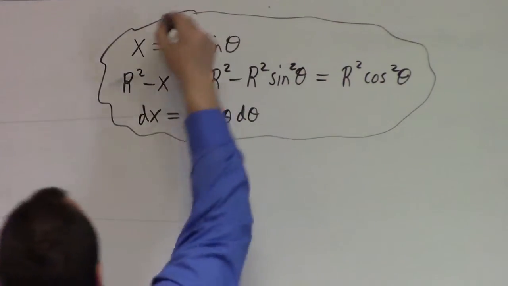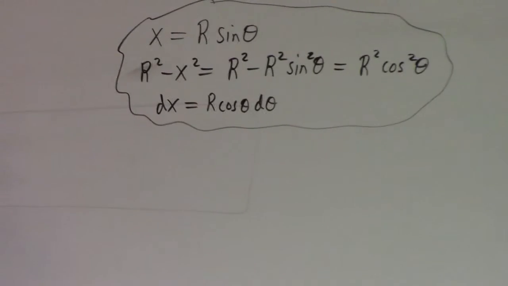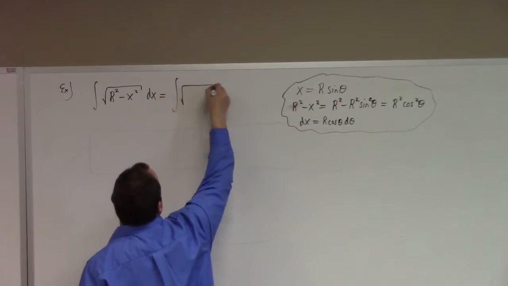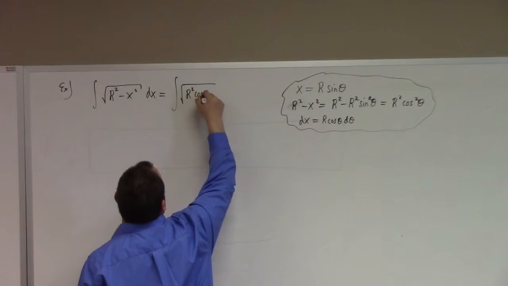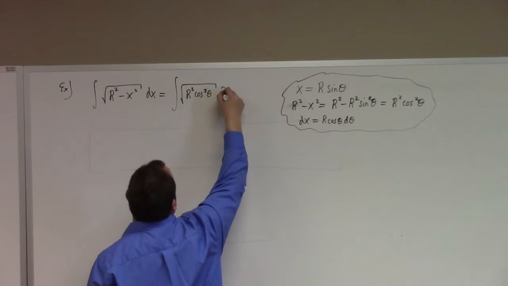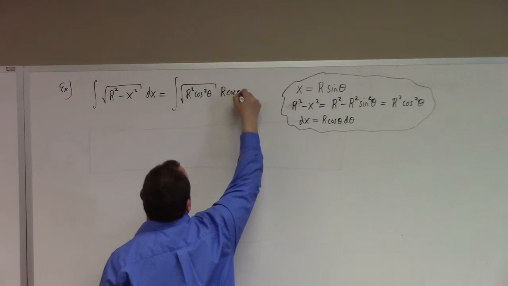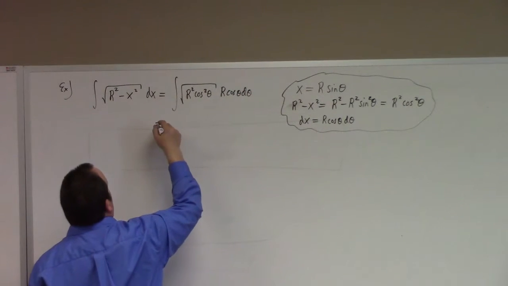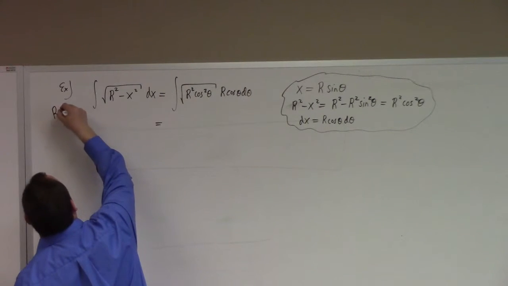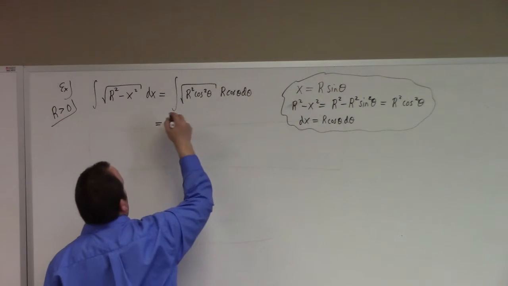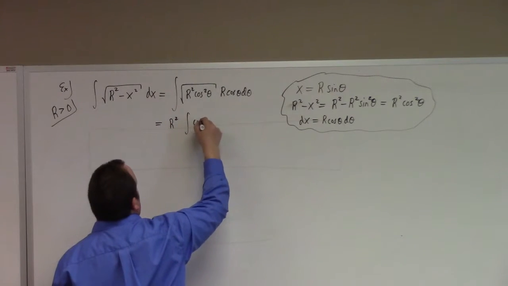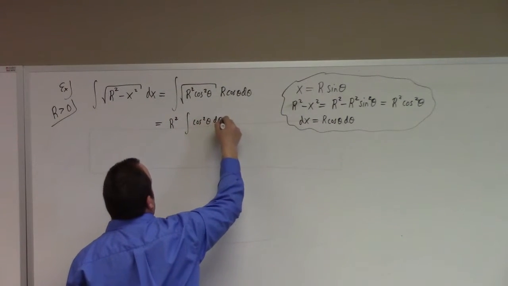So with this little trig substitution thought bubble, I get the following. The square root of r squared cosine squared theta times r cosine theta d theta. I'm assuming, of course, r is positive, all right? So I can pull out an r squared, and the integral of cosine squared theta d theta is what I'm left with again.